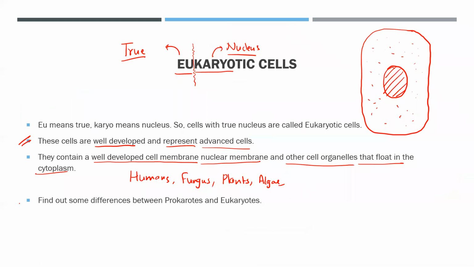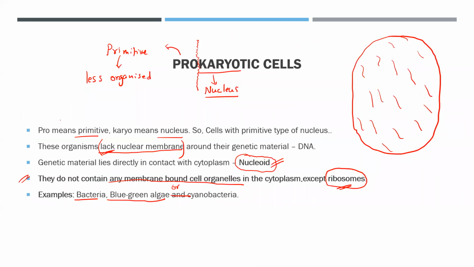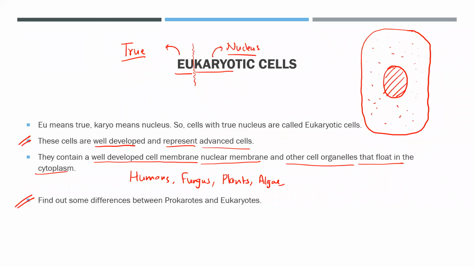Okay. Now, Sir, please give some examples of prokaryotic cells also. Okay, prokaryotic cells we have already studied: blue-green algae or cyanobacteria, and most of the bacteria are basically prokaryotic cells. Now, your homework is to find out the differences between the prokaryotes and the eukaryotes. You will make a table, and in that table write down the prokaryotes and eukaryotic differences.